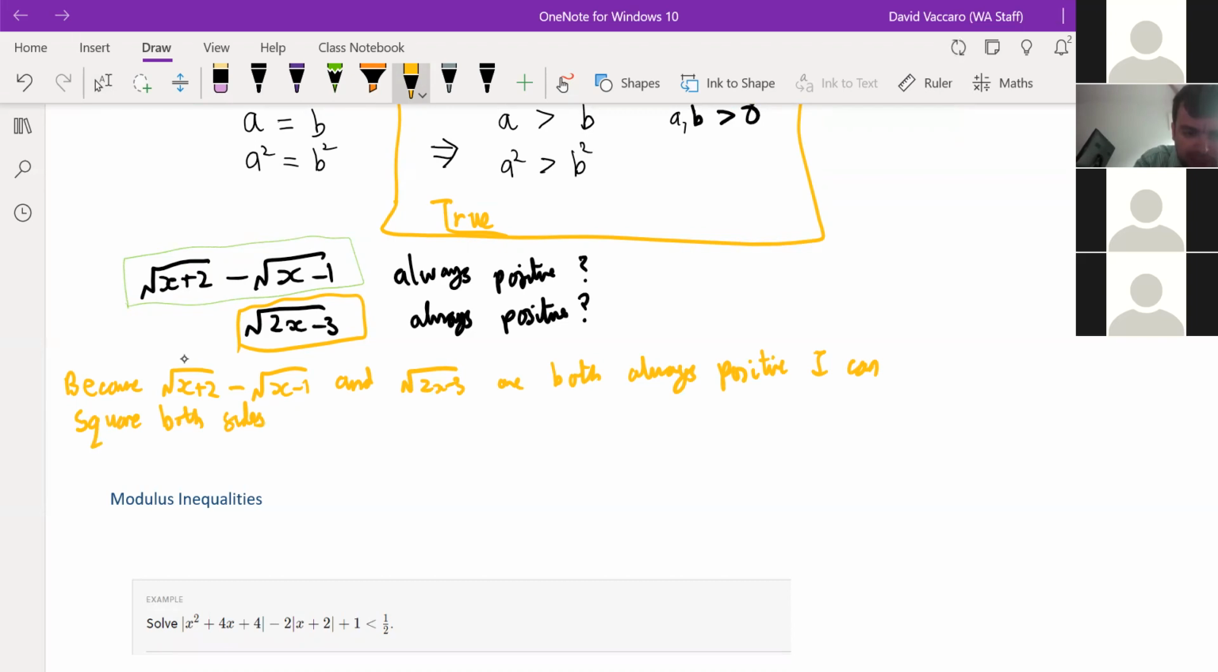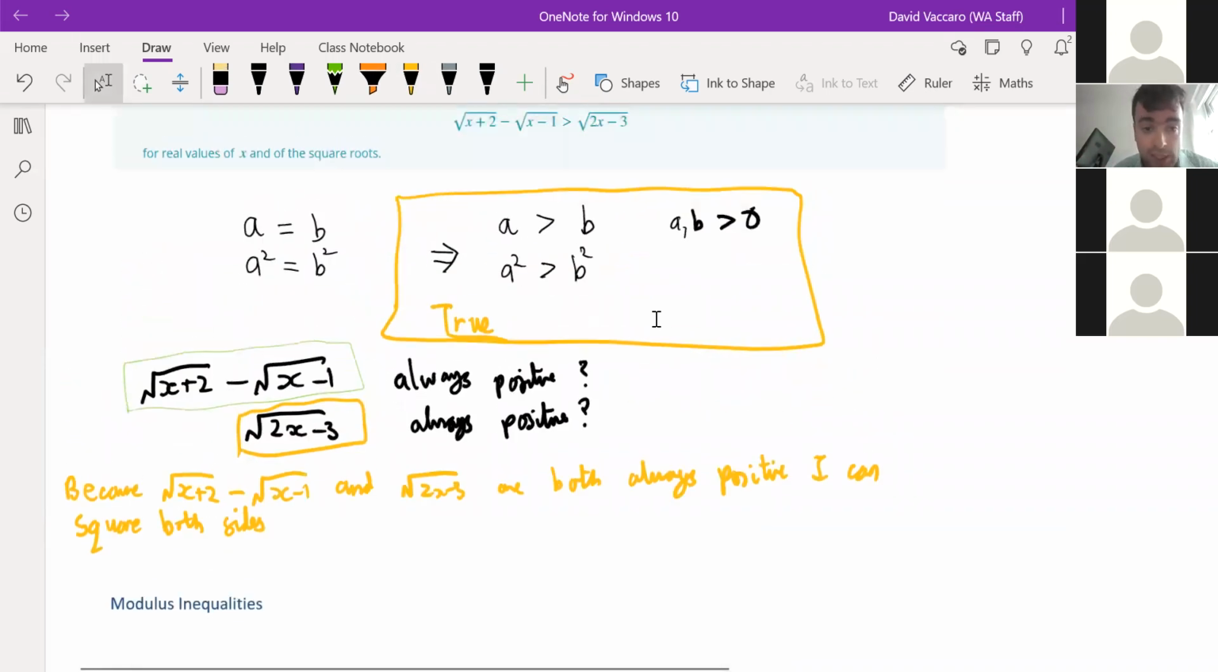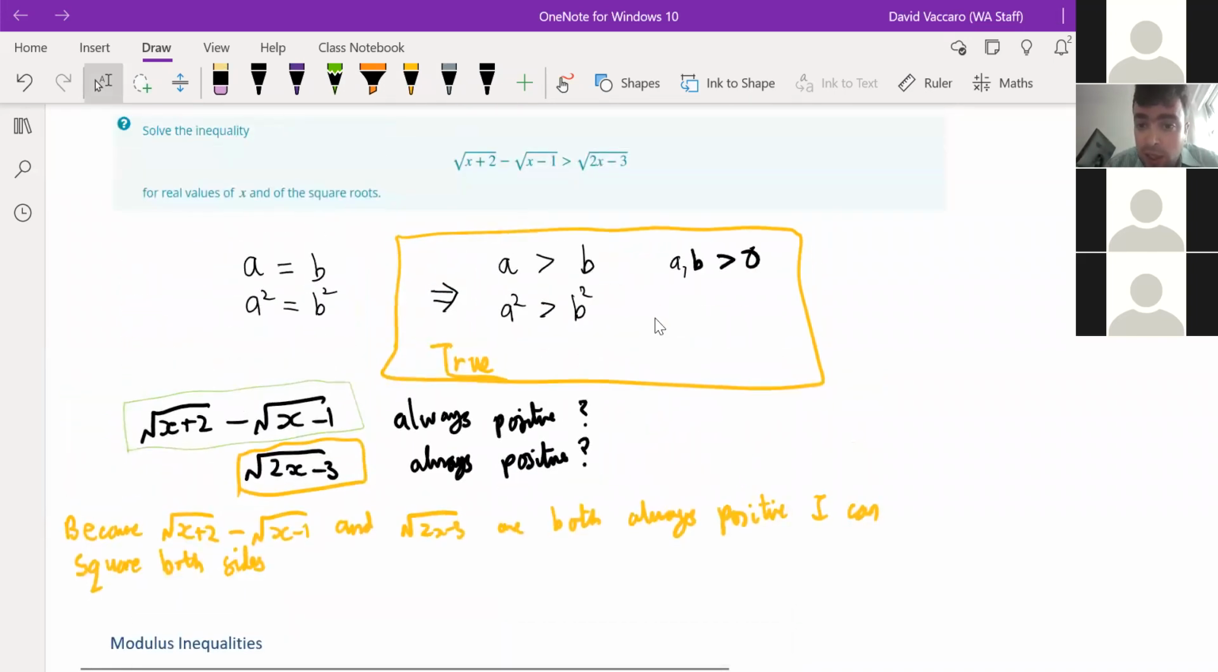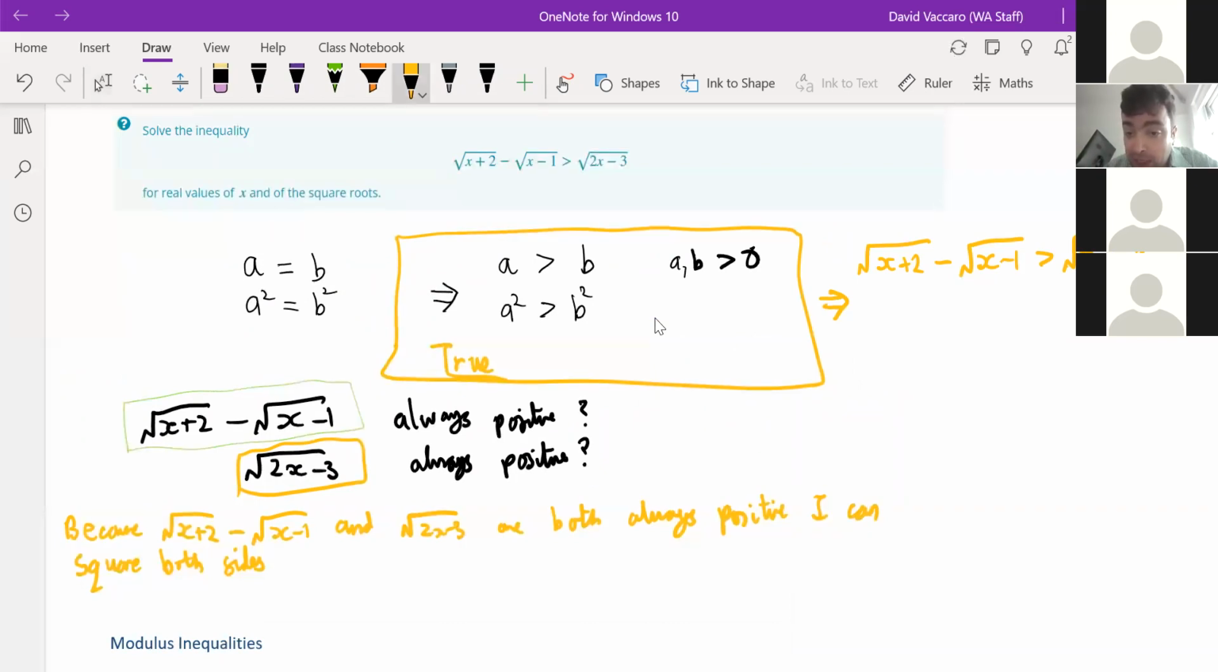And if any of you were going to take an exam like STEP at the end of next year, this is what the STEP examiners would be looking for. I'm not saying you need to write loads, but you need to write enough to show the examiner that you've considered the problem of negative numbers. Right, so let's square both sides. So the original inequality implies, so the square root of x plus 2 take away the square root of x minus 1 is bigger than the square root of 2x minus 3. That implies, because I can square both sides, I just square things.